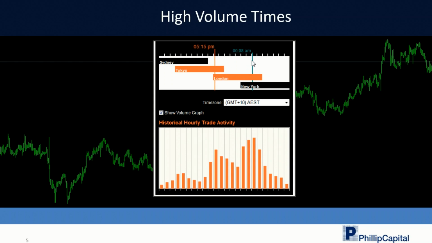Around the highest time that volume is experienced is between 5 p.m. to 1:30 a.m. Around these times is when the Tokyo market is ending and the London market is coming on, and also when the London market starts to close and the New York market starts to open. So between those times is generally when the highest volume is experienced in the market.